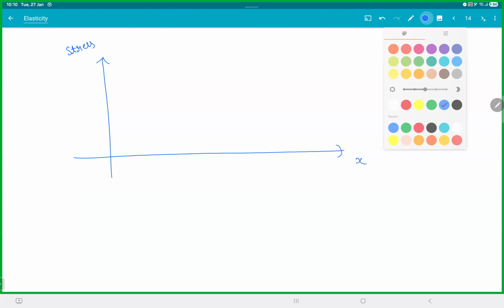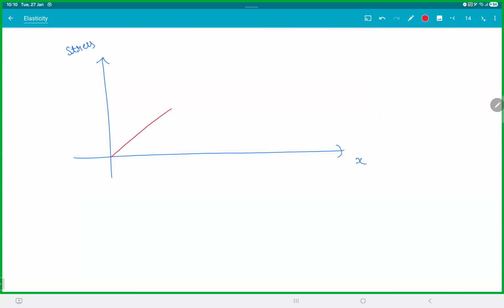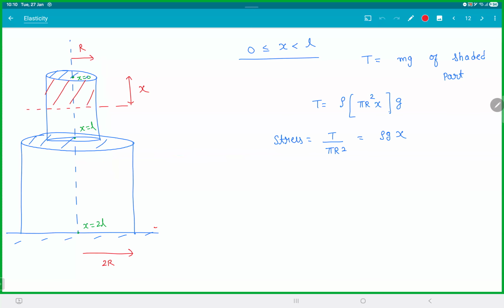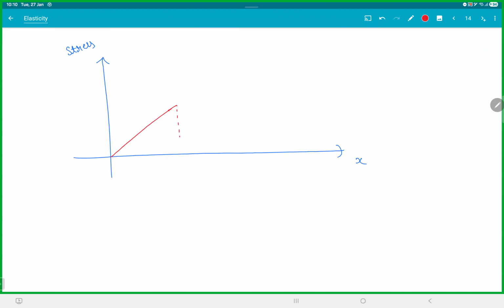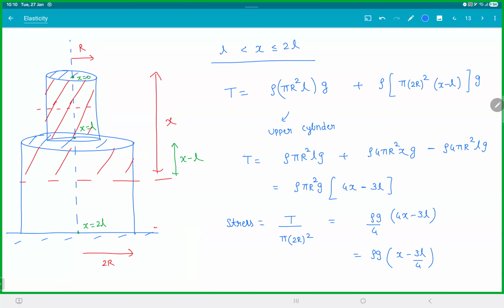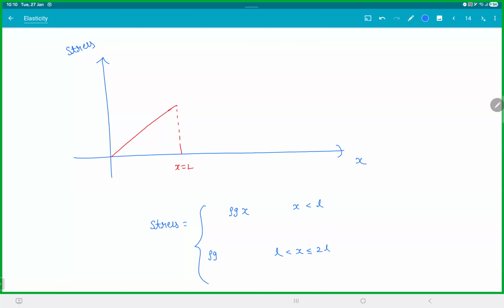Now if you try to plot the graph, stress versus x graph. Initially the stress was increasing linearly. Rho g x, it's a line passing through the origin till x is equal to L. There will be a discontinuity there.